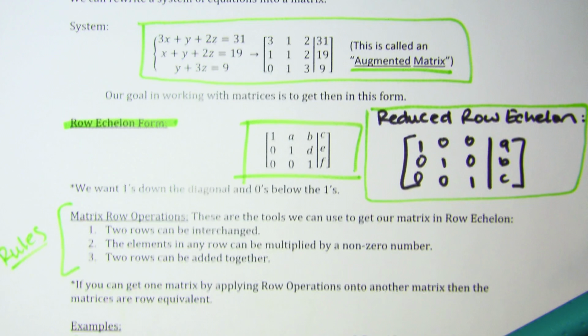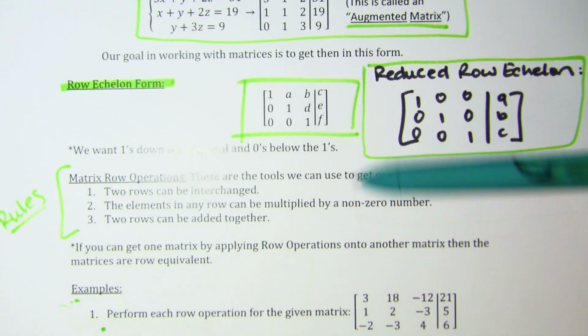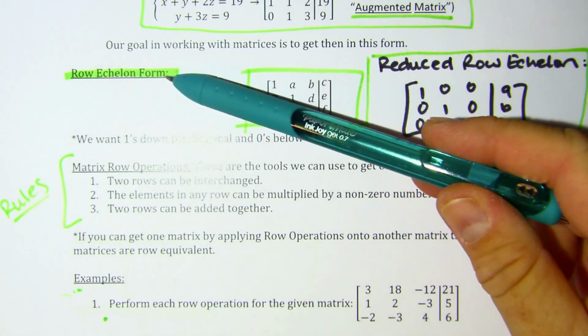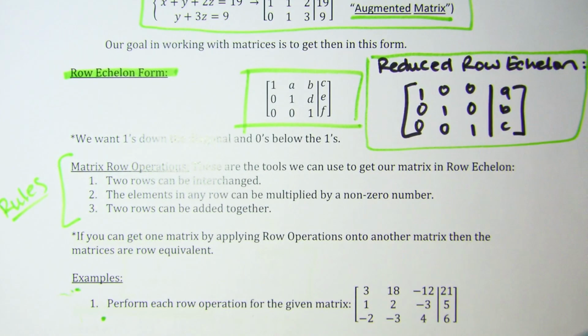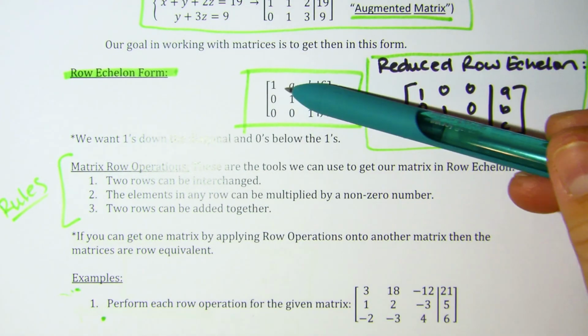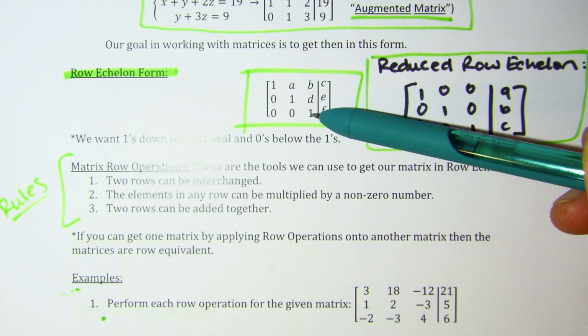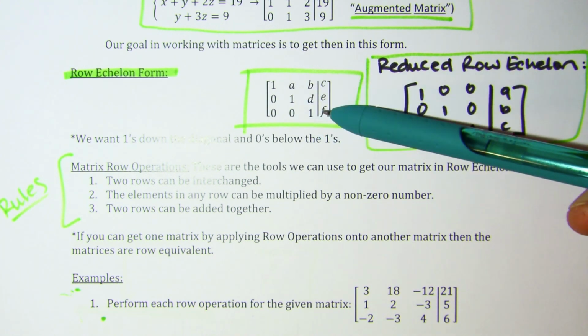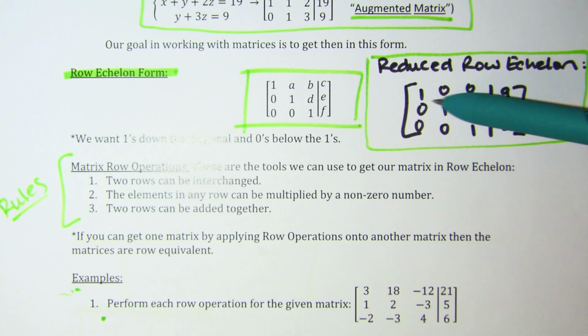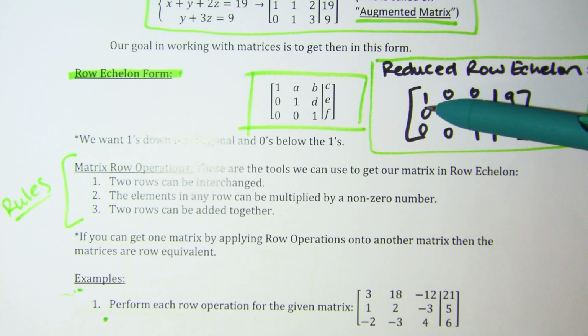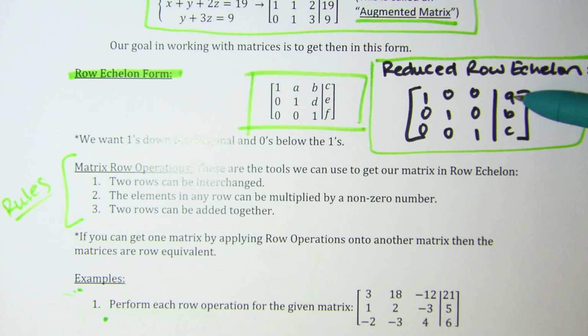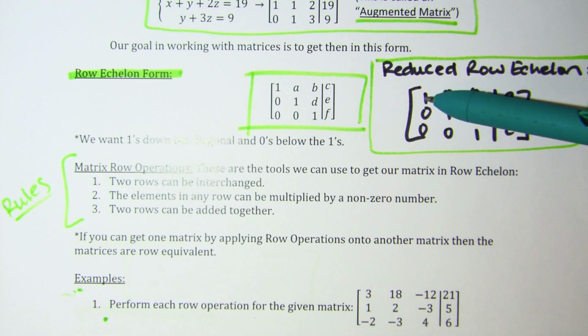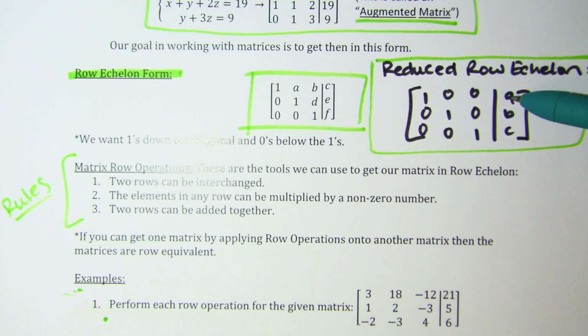Now, what we're looking to do with this matrix is turn it into either row echelon form or reduced row echelon form. Row echelon form is turning it into where we have ones on the main diagonal, zeros below, numbers above, and then numbers over here. Reduced row echelon form is ones on the main diagonal, zeros below, zeros above, and numbers over here. And what this does is this tells me that x is equal to a, y is equal to b, and z is equal to c.